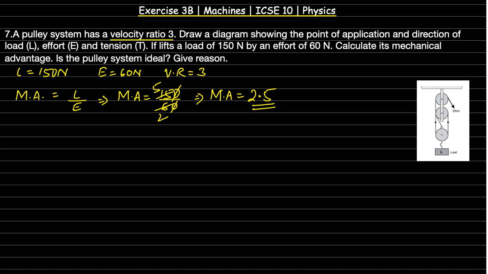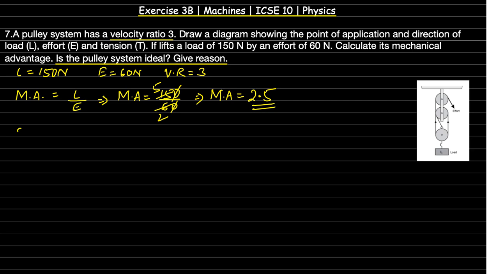Now they have another very important question here. Is the pulley system ideal? Give reason. In order to understand this, we need to find the efficiency. If the efficiency we get is 100% or 1, it's going to be an ideal system, and if we do not get the efficiency as 1, it's not an ideal system.